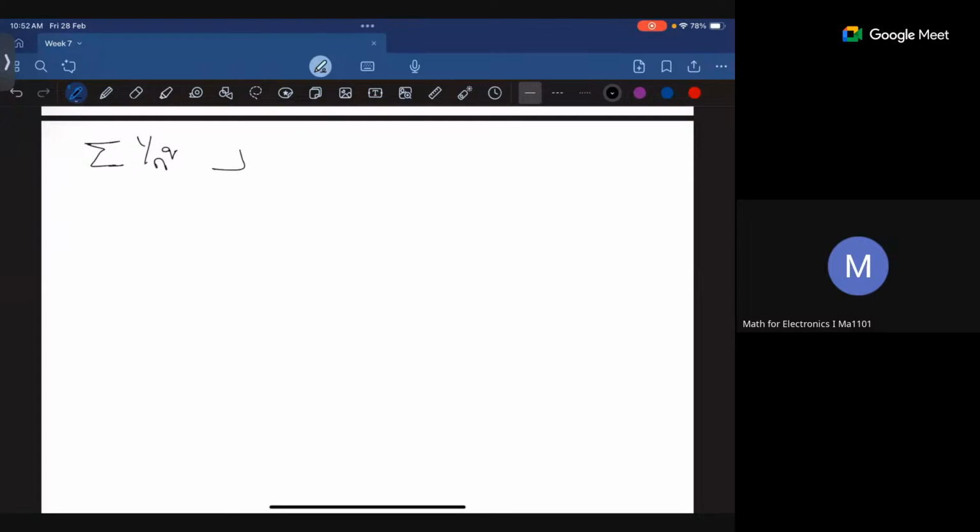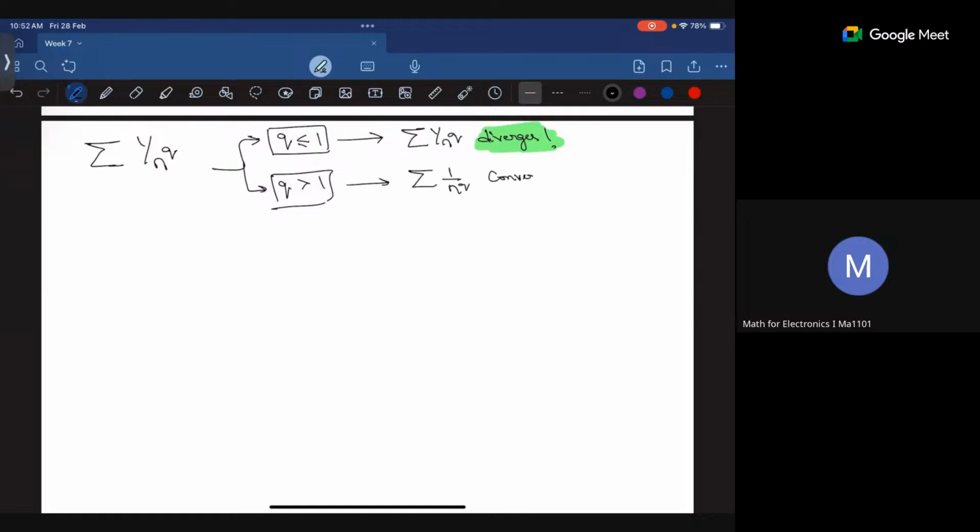But what we can conclude is, when q is less than 1, okay, careful here. The inequality sign will sometimes mislead us. If q is less than or equal to 1, this summation series diverges. Whereas when q is greater than 1, summation 1 by n power q will converge.